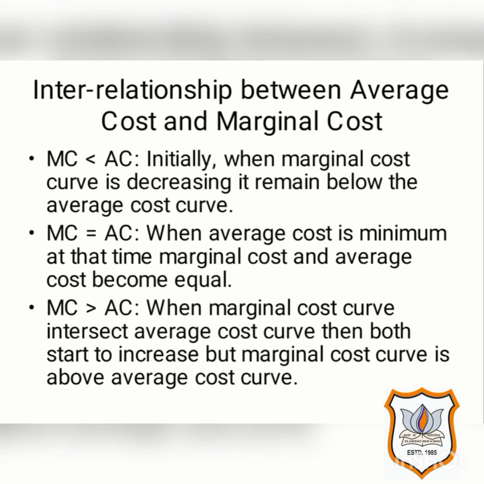So when the marginal cost curve intersects the average cost curve, then they both start to increase. But just like initially when both were decreasing, and the decline in marginal cost was rapid as compared to the average cost curve, and therefore it was below the average cost curve, similarly when they both start increasing, in the same manner the marginal cost curve increases more rapidly as compared to the average cost curve, and therefore at this point of time the marginal cost curve is above the average cost curve.